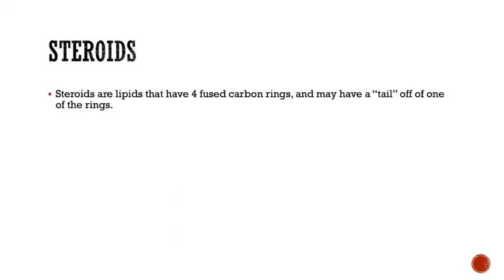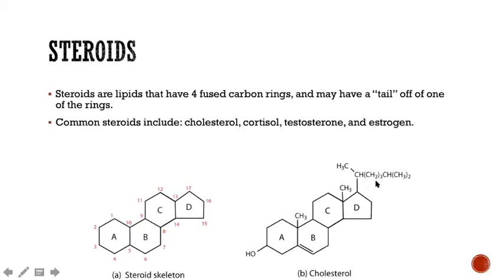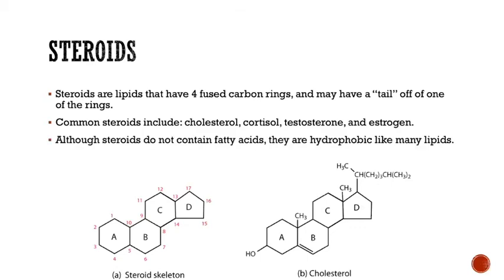Okay, so steroids. Steroids are lipids that have 4 fused carbon rings together and may have a tail off of one of these rings. So here are the 4 fused carbon rings, and sometimes they can have a tail. Common steroids include cholesterol, cortisol, testosterone, and estrogen, among many others. Although they do not contain fatty acids or glycerol, they're hydrophobic like many lipids, which is why they are categorized under the lipid umbrella.